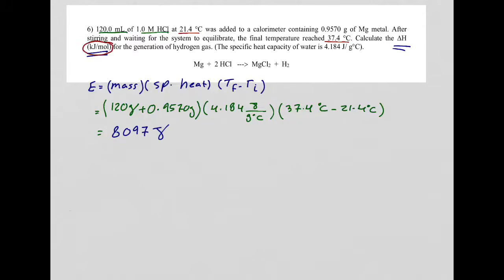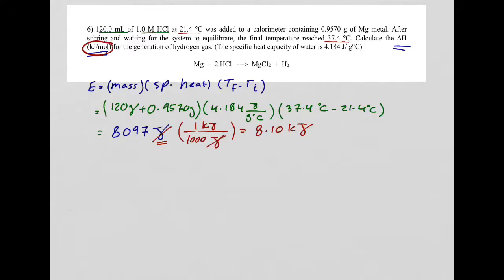I want kilojoules per mole. Okay, I'm almost there, except this is joules. So let's convert this to kilojoules right now. 1 kilojoule is 1,000 joules. So what I end up getting is 8.10 kilojoules, 3 sig figs is what I should go by. So far so good? Okay.